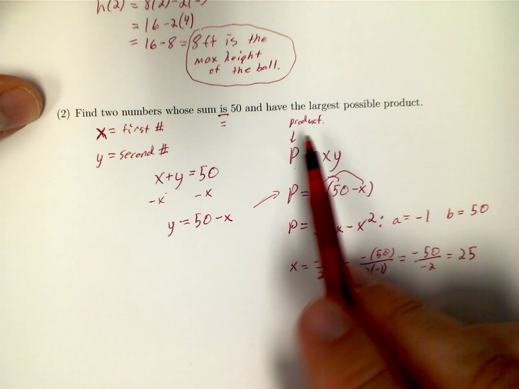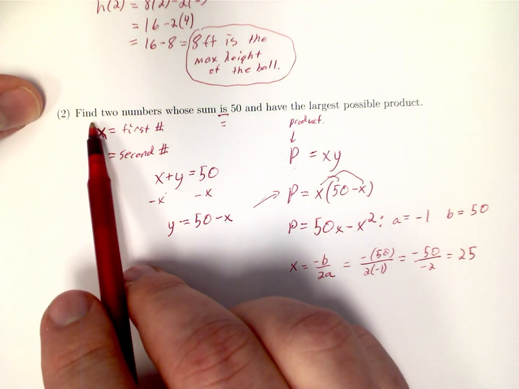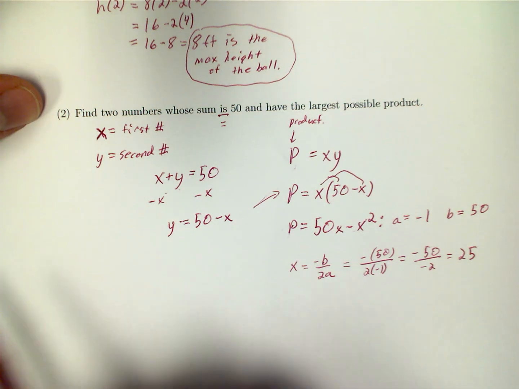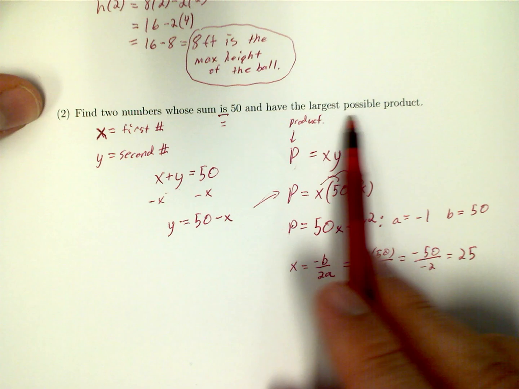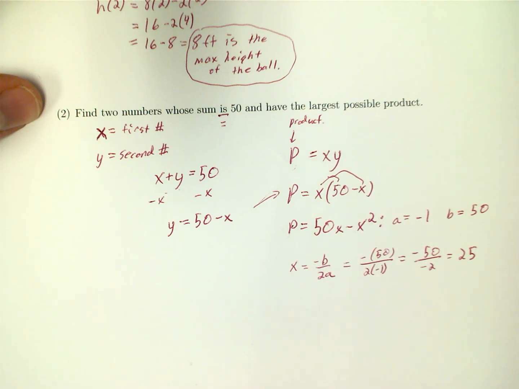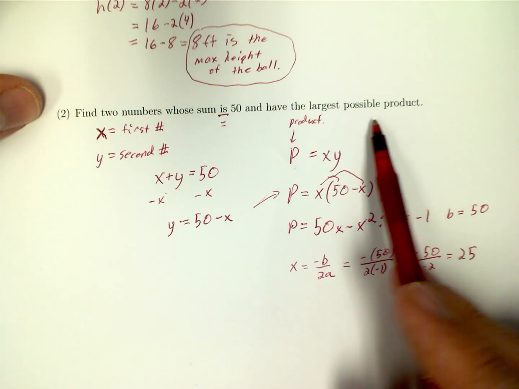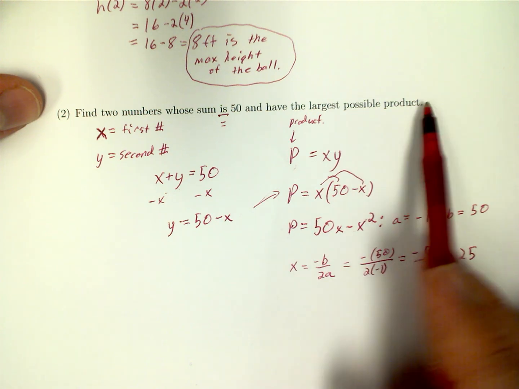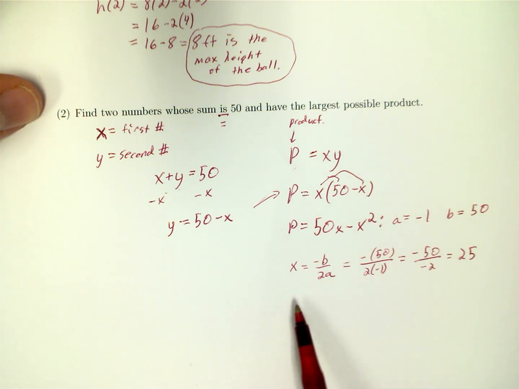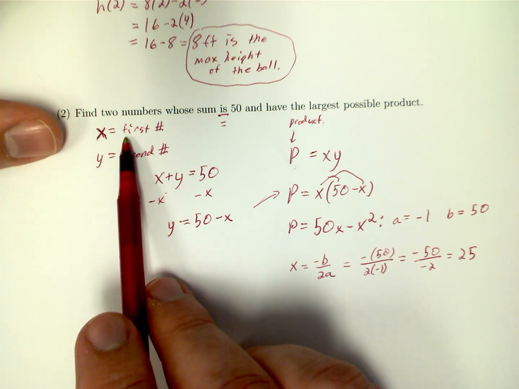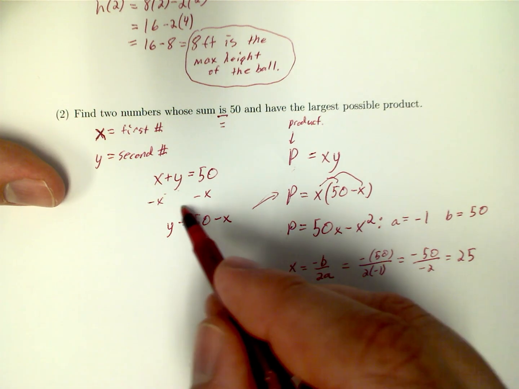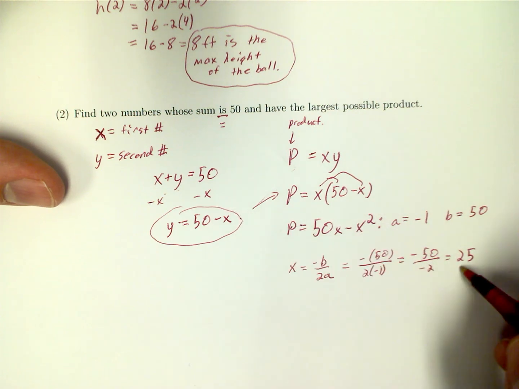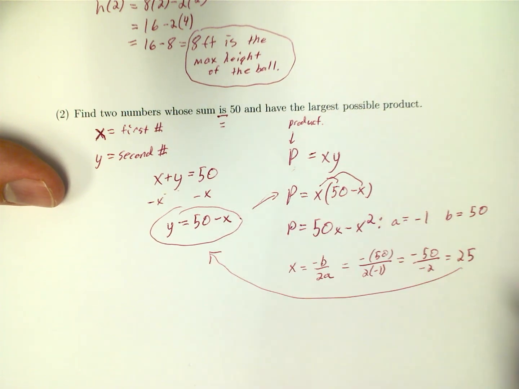All right? And again, what does it want us to find? Two numbers whose sum is 50 that have the largest possible product. Well, here, does it ask us for what the largest possible product is? It does not. So we don't actually have to take this and plug it back in like we're used to. We found the first number, let's try to find the second number. And we have a formula that relates the first and the second number. So now we can take this and plug it back in.